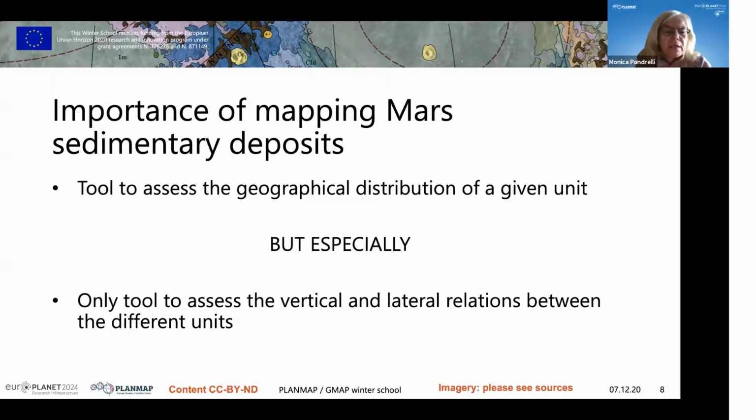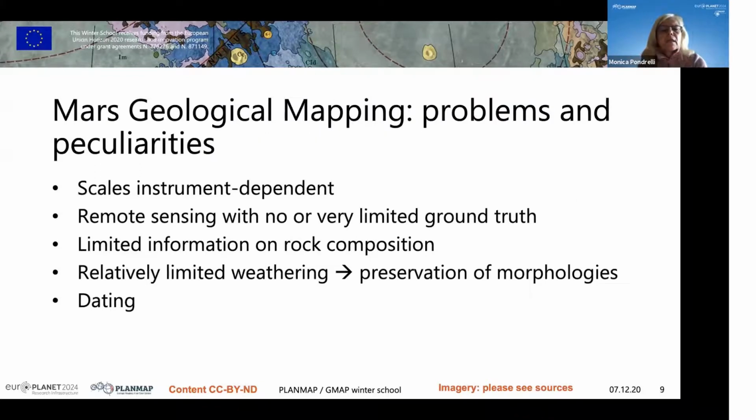I apologize. I was saying that geological mapping is not the only tool to assess the geographical distribution of a given unit, but it is the only tool to assess the vertical and lateral relations between the different units. And this is very important.